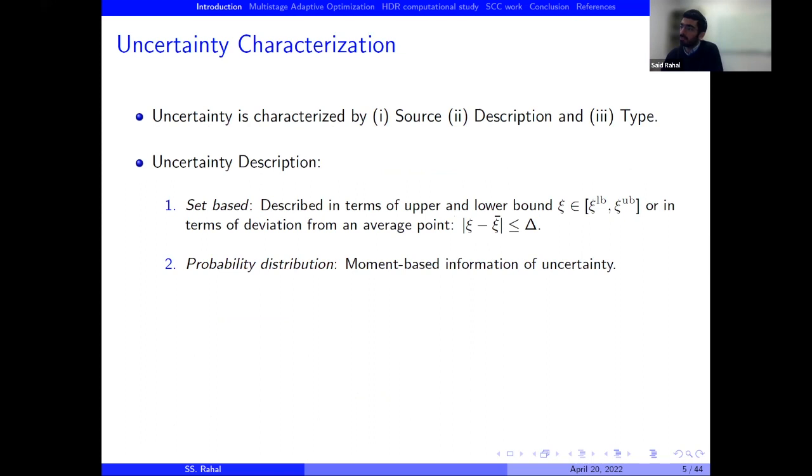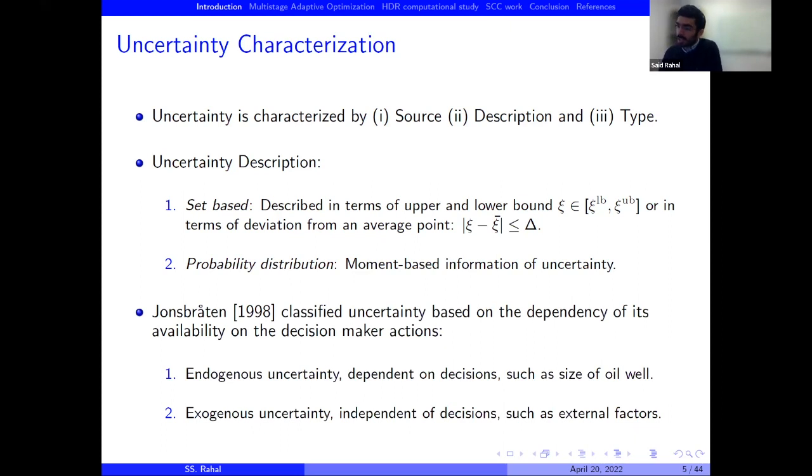As for uncertainty characterization, we already talked about the source. We have the description and type. In terms of description, 2 popular ones are the set-based form. Basically, when we describe the uncertainty in a basically closed convex form, whether it is an interval or a deviation from an average point, or maybe a polytope or an ellipsoid. And the other form is using moment-based information from the distribution. So whether it's a first moment, second moment, and stuff like that. In a decision rule based context, I mostly used the first description type, which is the set-based. So I assume that the uncertainty belongs to a closed convex set.